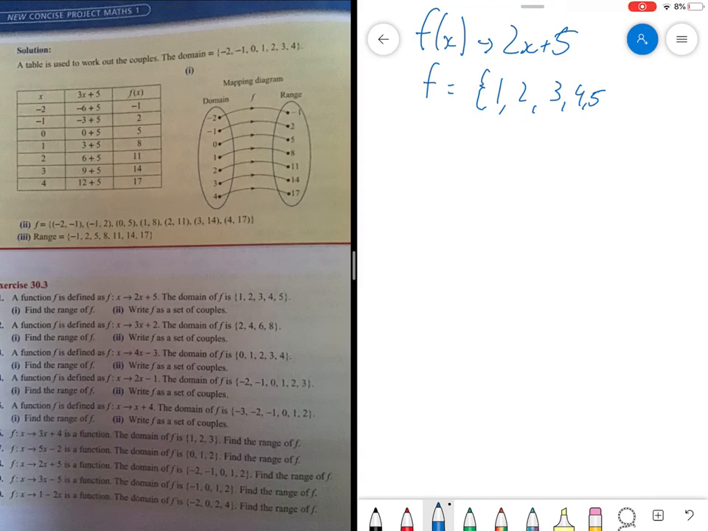Hello, and you're very welcome to this class on learning how to map functions. It's based on exercise 30.3 on page 430 of George Humphrey's new Concise Project Maths 1.